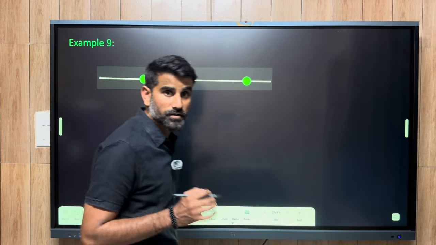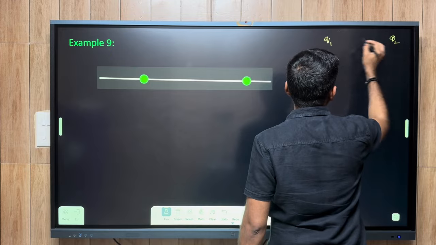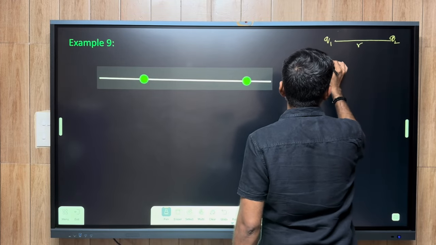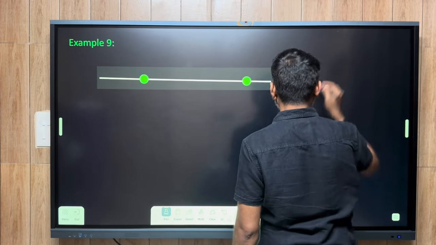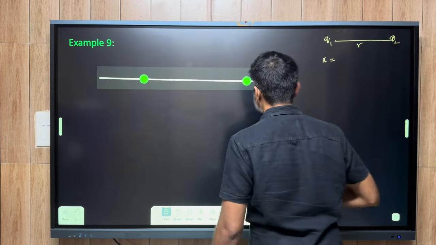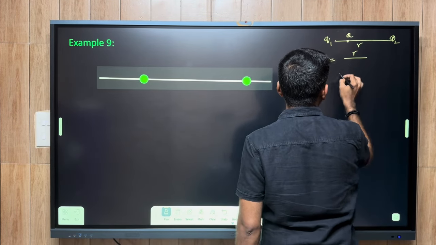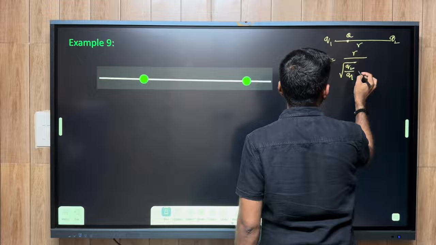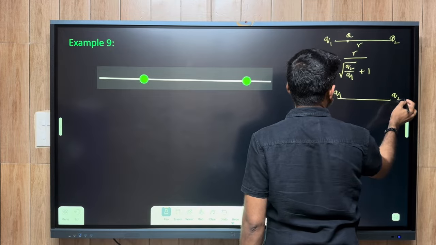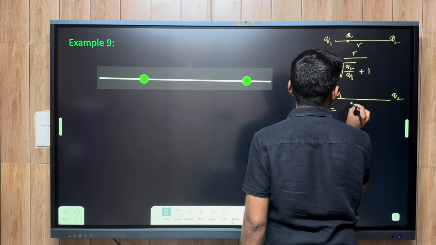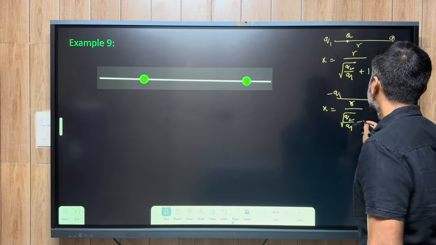As we have already learned two formulas here. If the two charges are of the same nature, separated by a distance r, then the equilibrium position will be obtained between the two charges, somewhere here. x is equal to r by root over (q2 by q1) plus 1. If the two charges are of opposite polarity, say minus q1 and q2, then x is equal to r by root over (q2 by q1) minus 1.